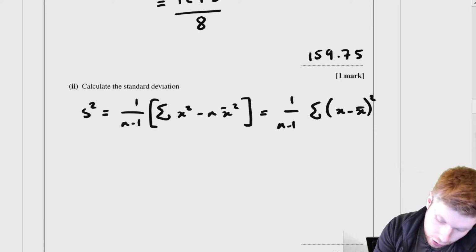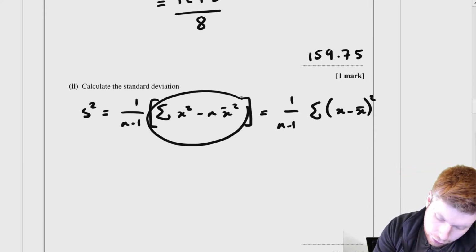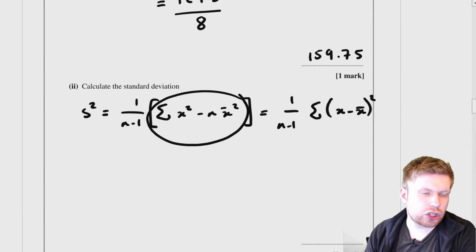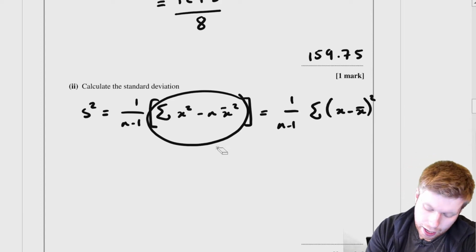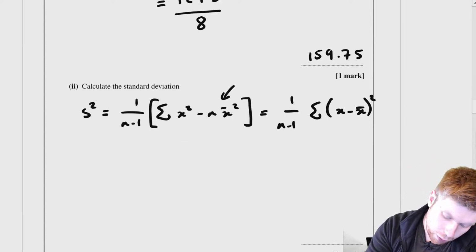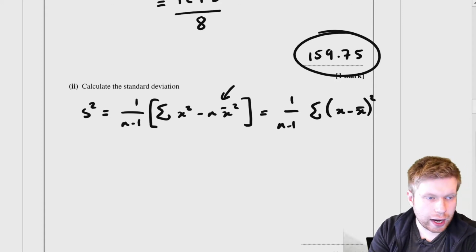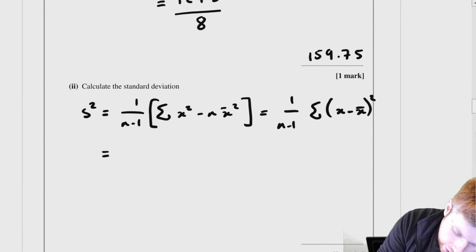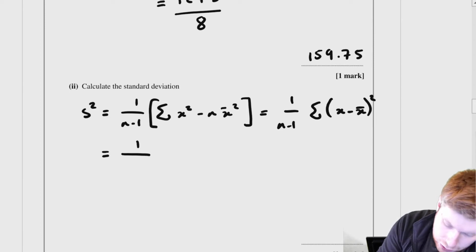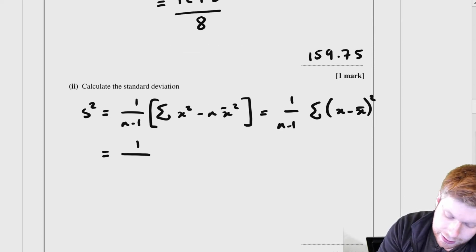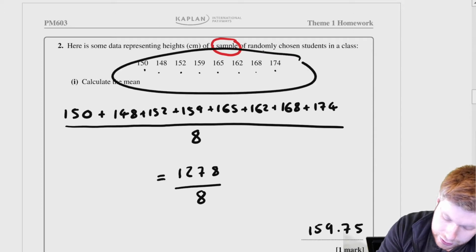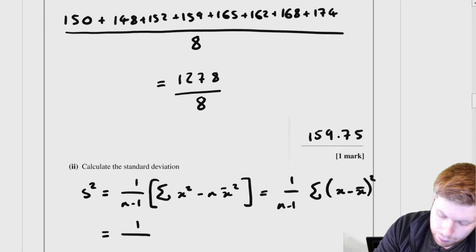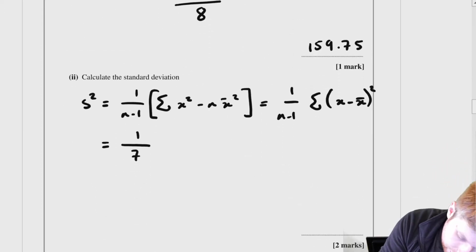The reason why I'm going to go for this version of the formula is because I think it's going to be easier to square all the values than add them all together because I've already got this sample mean. The sample mean up here is 159.75, but it doesn't matter which version of the formula you're going to use. All right, fine. So 1 over n minus 1. Well, there are 8 things in my data set. Okay, I counted those right at the very start. So therefore, n minus 1 is going to be 7. So it's going to be 1/7 of.